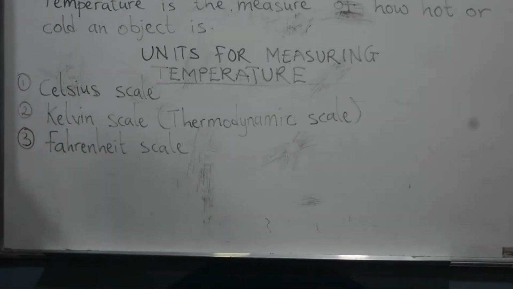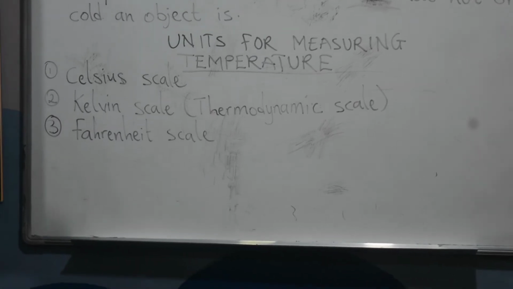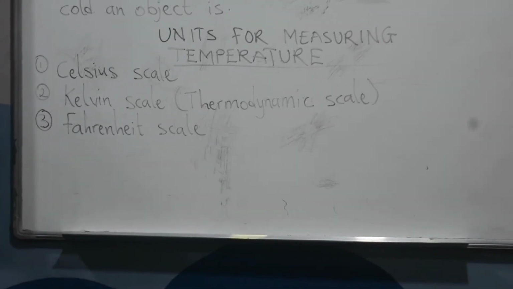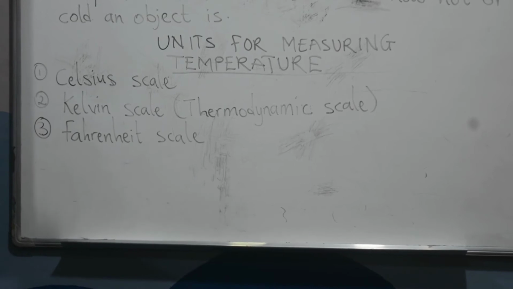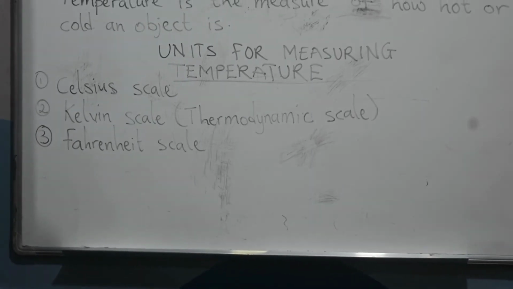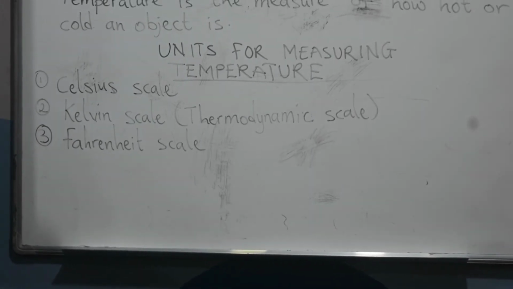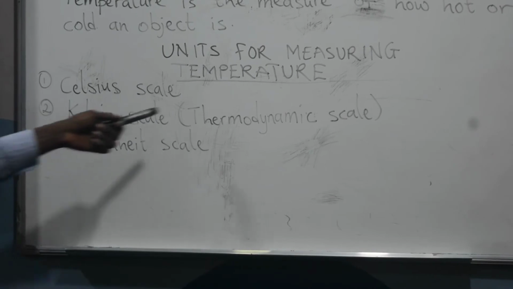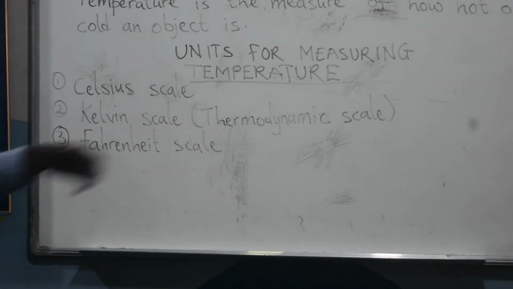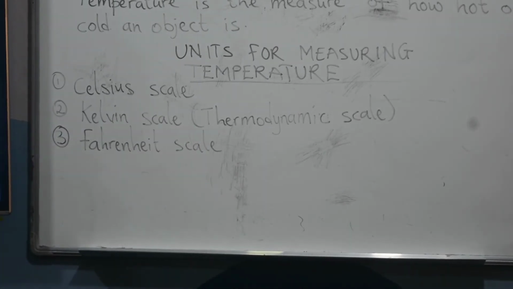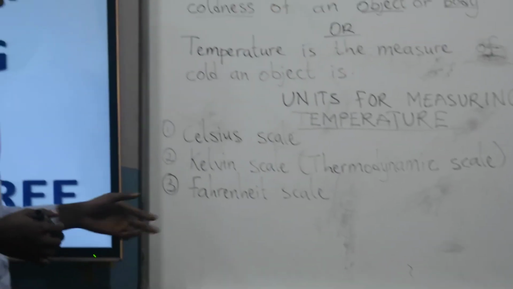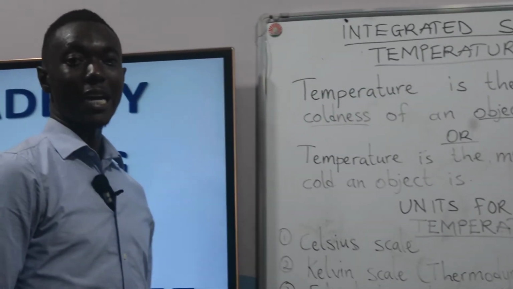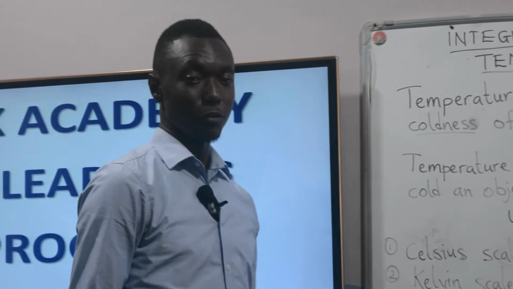1, we have the Celsius scale. 2, Kelvin scale. Funny enough, there's also a common name. Kelvin scale is also known as thermodynamic scale. And lastly, Fahrenheit scale. This is to mention a few.